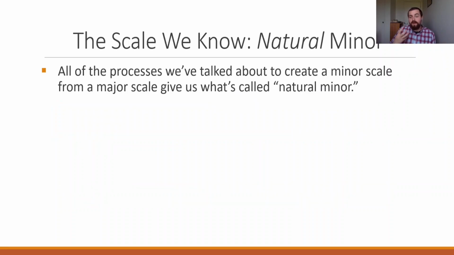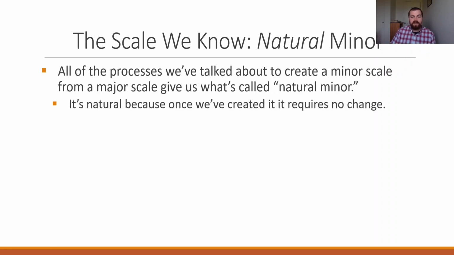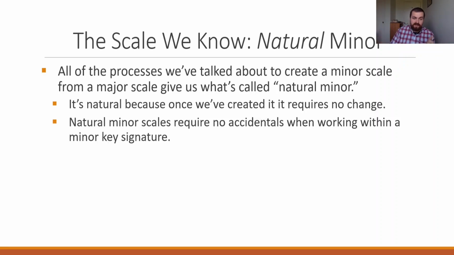So the scale we already know has a name, and it's natural minor. All of the processes we've talked about to create a minor scale from a major scale give us what's called natural minor. It's natural because once we've created it, we don't have to change anything. If we lower 3, 6, and 7 of a major scale, it's a natural minor scale. Natural minor scales also require no accidentals when working within a minor key signature. So if we are working within a minor key signature and have a minor scale, it's natural minor if you don't see any accidentals. It's just completely as is.